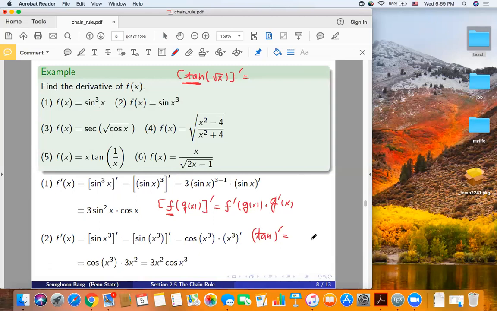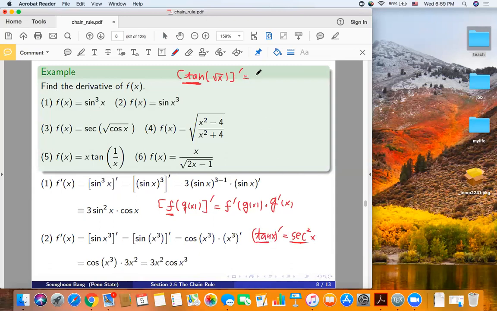Remember what is tangent of x prime? Do you know tangent prime? One over cosine squared? Yeah, secant squared. Don't memorize. Yes, secant squared. Tangent of x prime is secant squared of x. So tangent prime is secant squared.